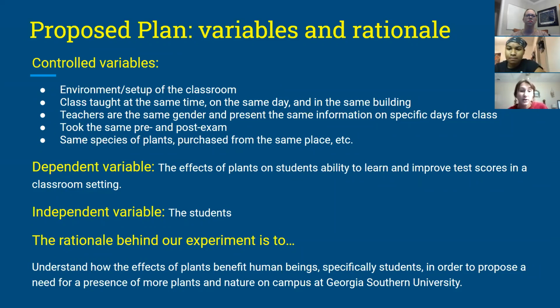And for our dependent variable, the effects of plants on students' ability to learn and improve test scores in a classroom setting is what we're going to be measuring. Our independent variable is going to be the students. And our rationale behind our experiment is to understand how the effects of plants benefit human beings, specifically students, in order to propose a need for a presence of more plants and nature on campus at Georgia Southern University.